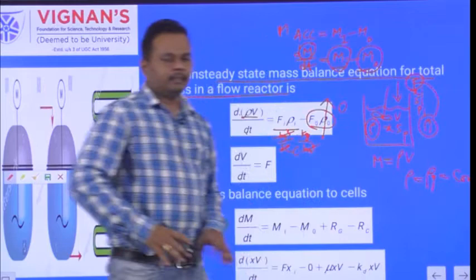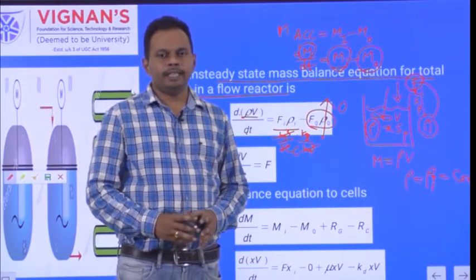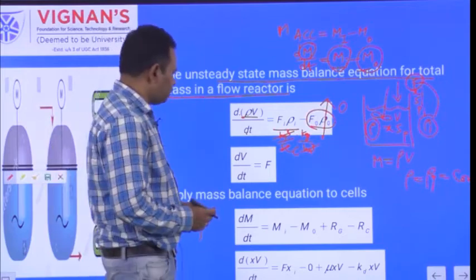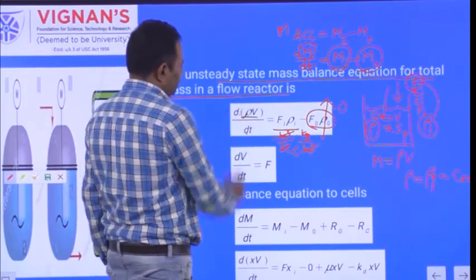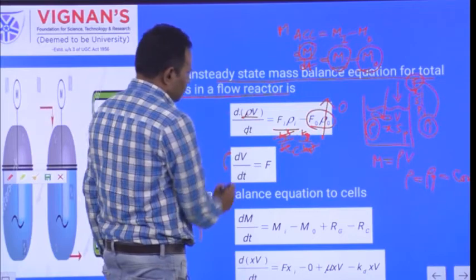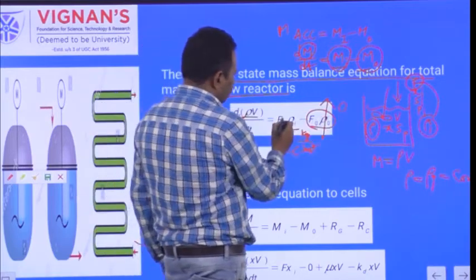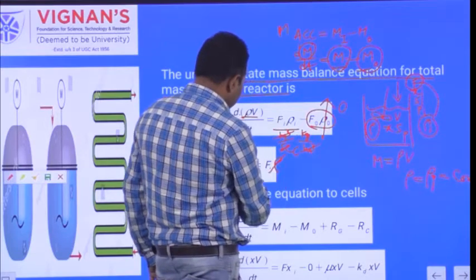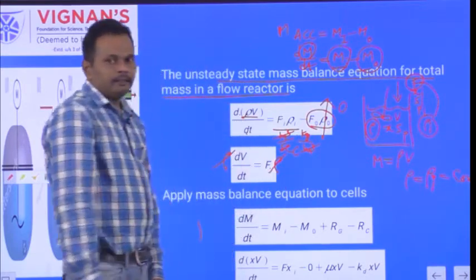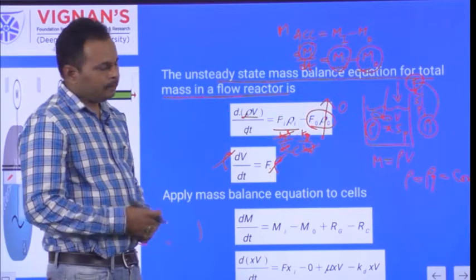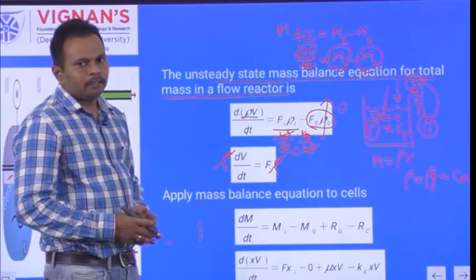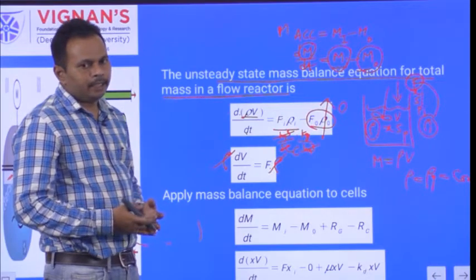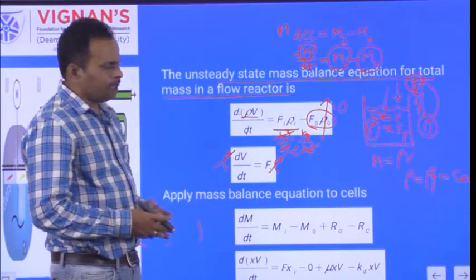Since both mostly consist of 70 to 80% water, the density can be considered constant. Now since density is constant, take it out of the differential. Replacing Fi with F, F into rho I becomes equal to rho, and again this rho cancels. Since the density of the feed and the density of the fermentation broth are both the same, these being highly dilute solutions mostly consisting of 70 to 80% water, the density can be considered constant.